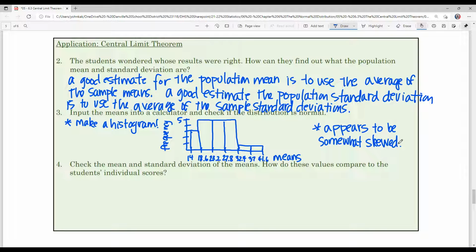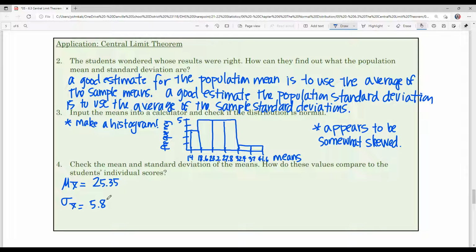Okay, number 4, check the mean and standard deviation of the means. How do these values compare to the student's individual scores? So if you take a look at the mean of the sample distribution and you look at the standard deviation of the means, the mean was 25.35 and the standard deviation was 5.8. I used one var stats in my calculator to figure out what those numbers were.